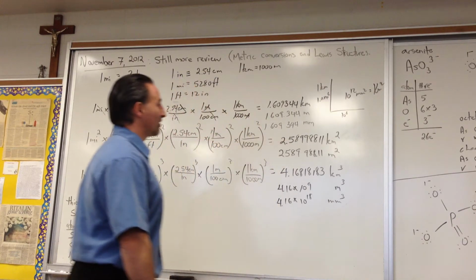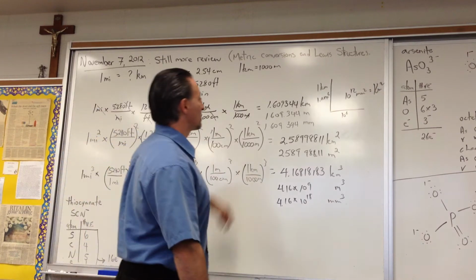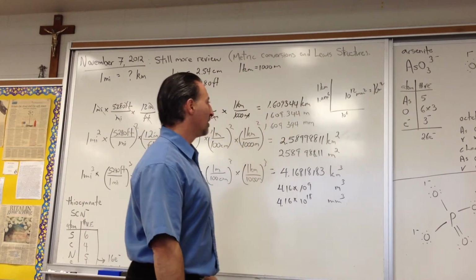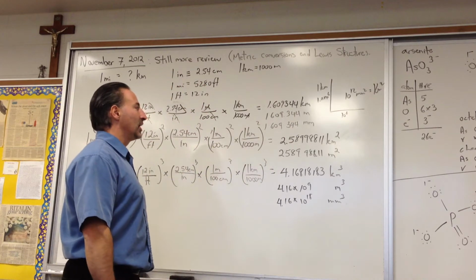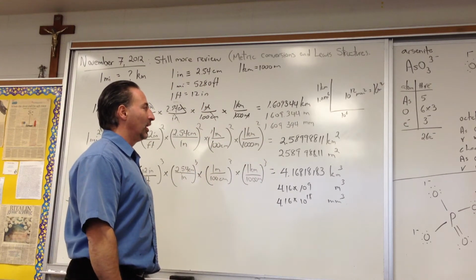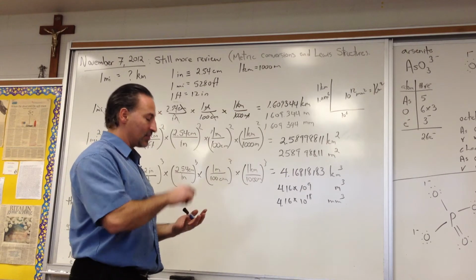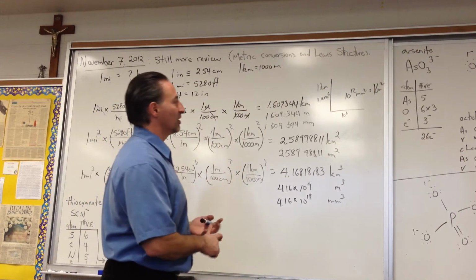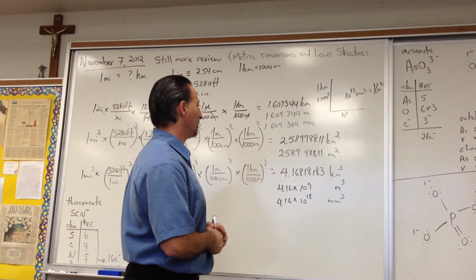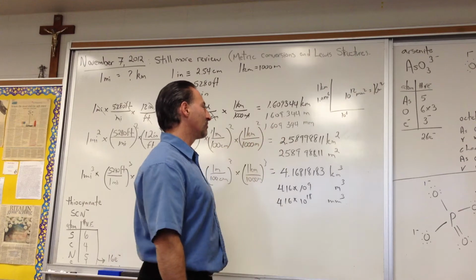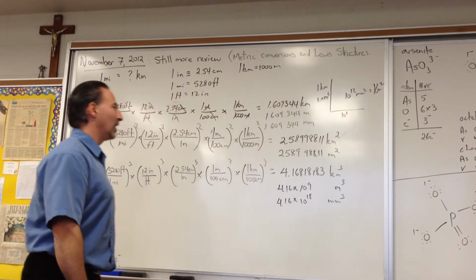If you wanted to convert it into millimeters, you would move the decimal place over by 6 places because there are 1,000,000 millimeters in a kilometer. The way I got that was that there's 1,000 meters in a kilometer, and there's 1,000 millimeters in a meter. So 1,000 times 1,000 gives you 1,000,000. So there are exactly 1,609,344 millimeters in 1 mile.